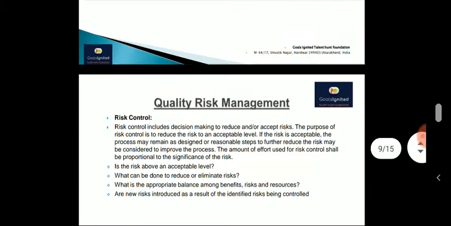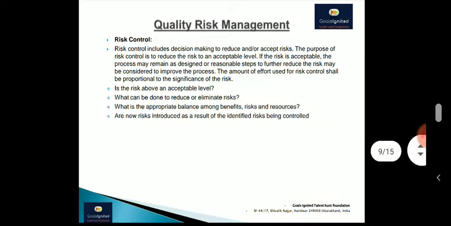Then we come to the risk control. Risk control includes decision making to reduce and to accept the risk. The purpose of the risk control is to reduce the risk to an acceptable level. If the risk is acceptable, the process may remain as designated, and reasonable steps to further reduce the risk can be considered by improving the processes. The amount of effort used in the risk control shall be proportional to the significance of the risk.